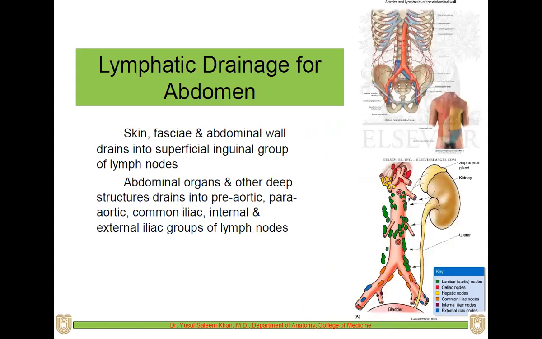Now coming to the lymphatic drainage of the abdomen, as we have seen, the skin, fascia, and the abdominal wall will be draining into the superficial inguinal group of lymph nodes. So, what about the deep? The abdominal organs and other deep structures drain into the group of lymph nodes around the aorta. This is the aorta here. Beside the aorta, there are groups of lymph nodes.